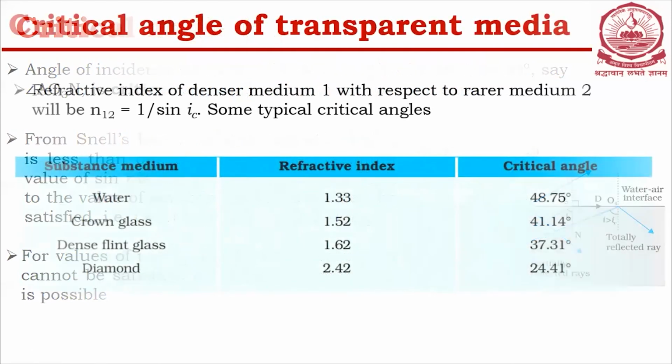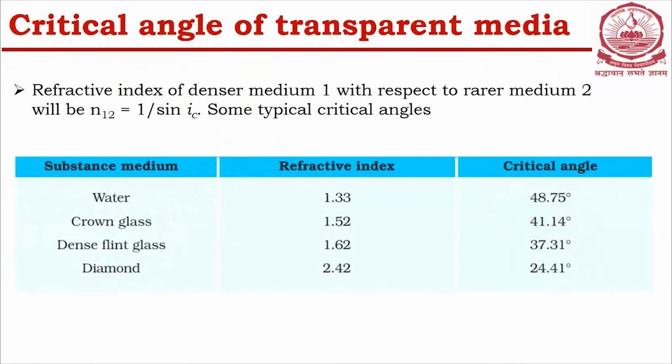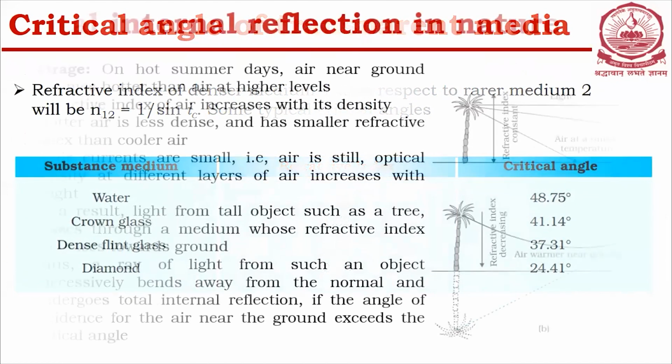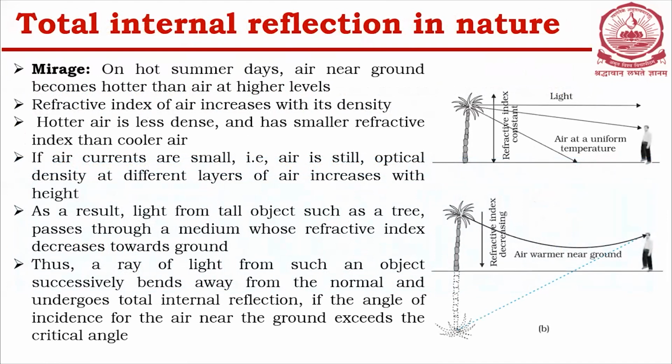Some materials, their refractive indices and the corresponding critical angles are given in this table. Naturally you can see some applications of total internal reflection. One best example is the mirage. A mirage happens due to total internal reflection, because during hot summer the air near the ground becomes hotter than the air at higher levels.